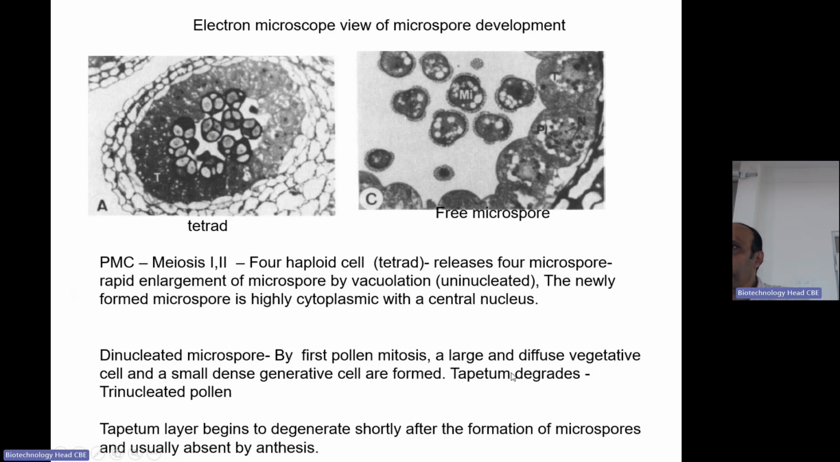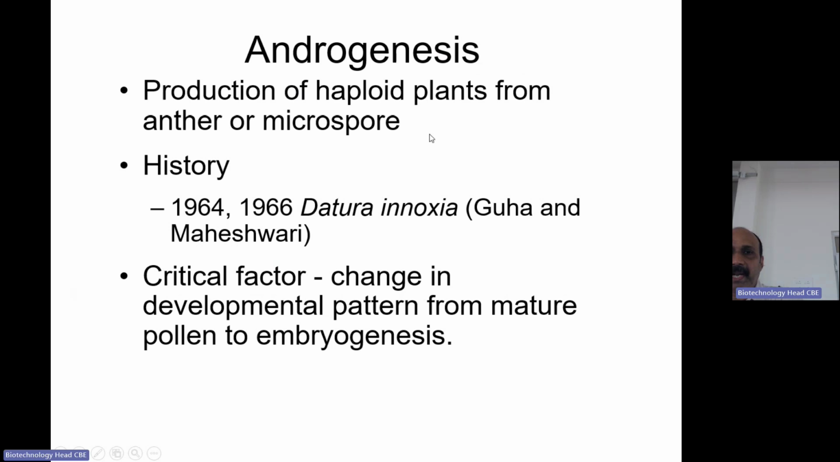And the tapetum cell layers, the cell layers which separate it from the tapetum wall, also degrade, which gives rise to the trinucleate pollen that we get here. So it is important to select the specific stage for culturing of these plantlets. This tapetum layer degenerates after the microspores are formed, and these are all fully absent before anthesis or the dehiscence of the anthers.